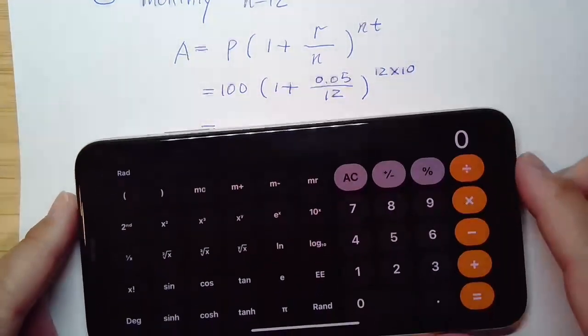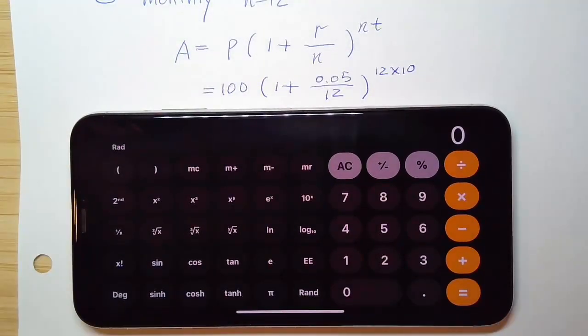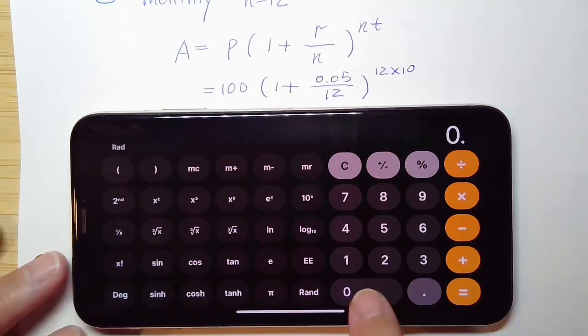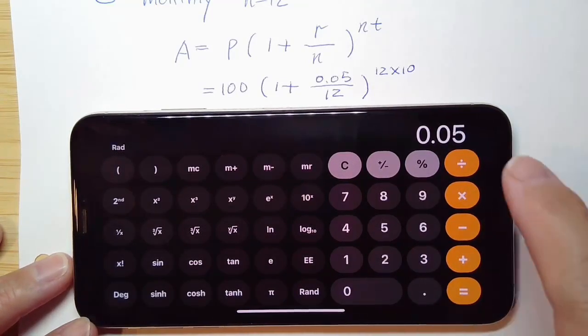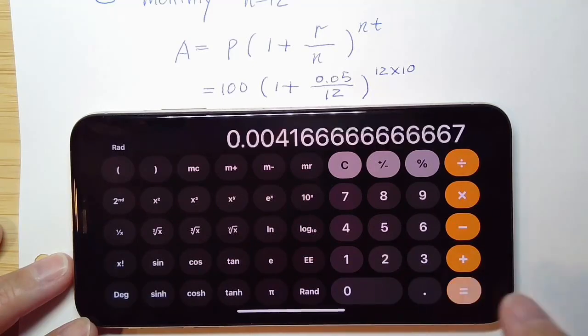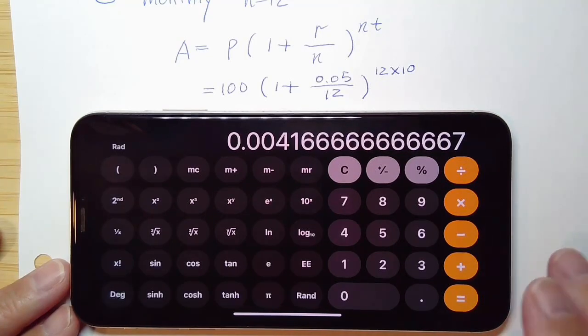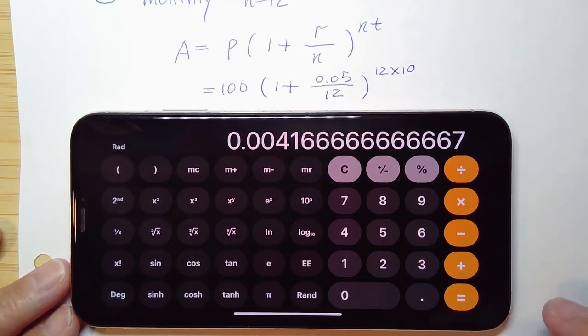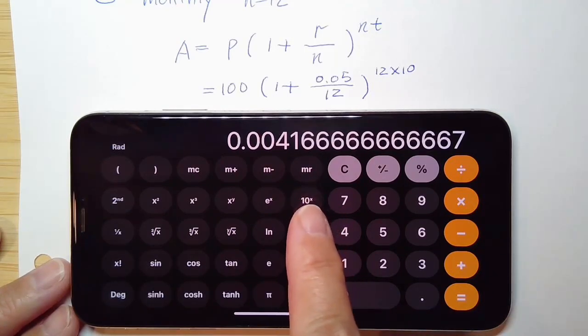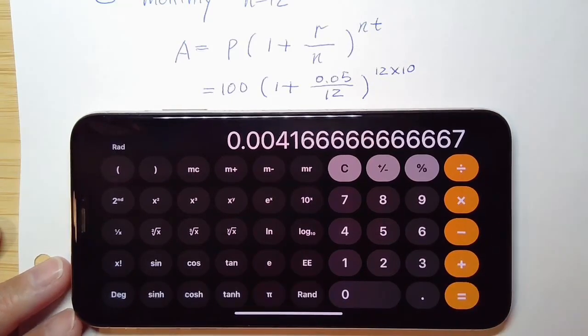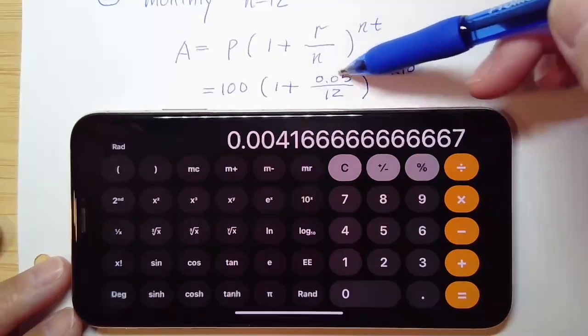Okay. Here is the calculator. You're going to start with 0.05 divided by 12, equals. You notice this number, 0.00416666, and a lot of 6s. If you want to write it down, it takes a long time. If you just round it to some decimal places, then you're going to lose accuracy. So we don't need to. We can use this number.